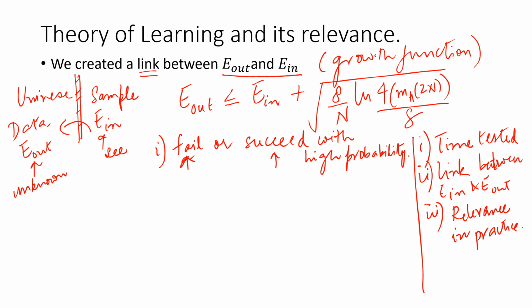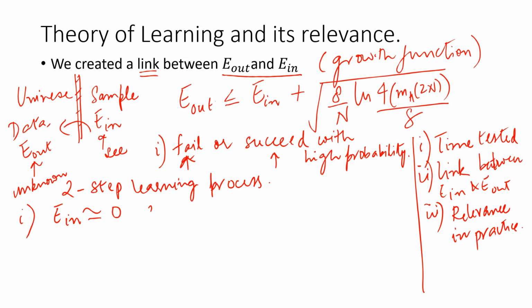So what do we know? In our two-step learning process, in the most ideal scenario, I'm able to say E in is really small, almost zero, and my E out is almost equal to E in. This is the most ideal scenario that I would like to see in my learning problem.